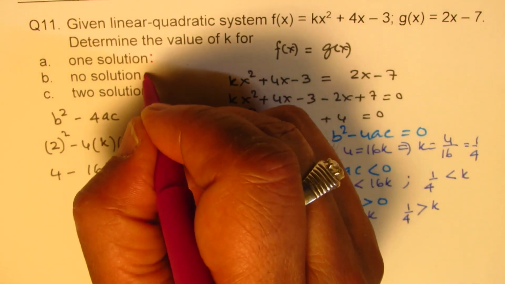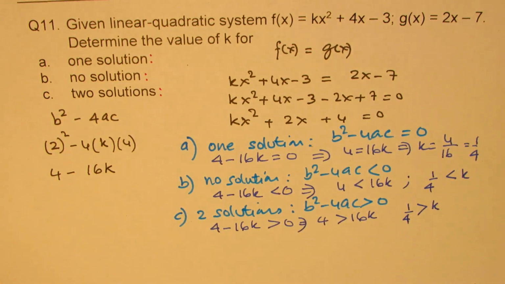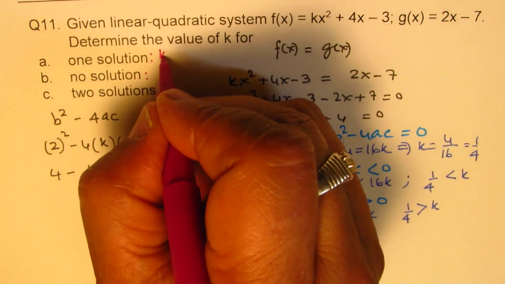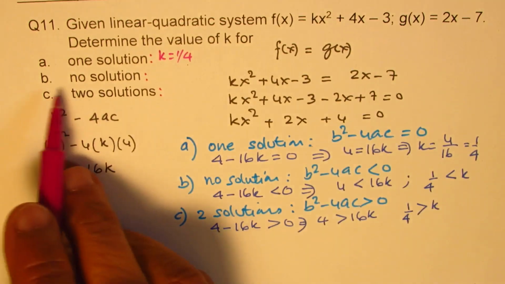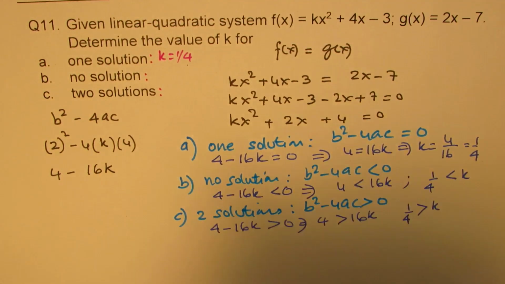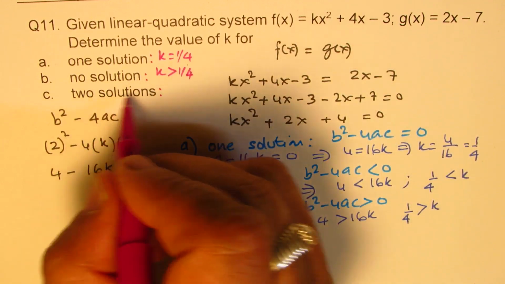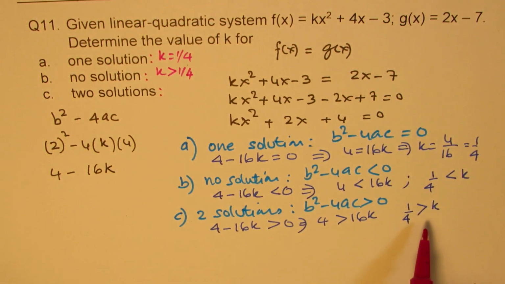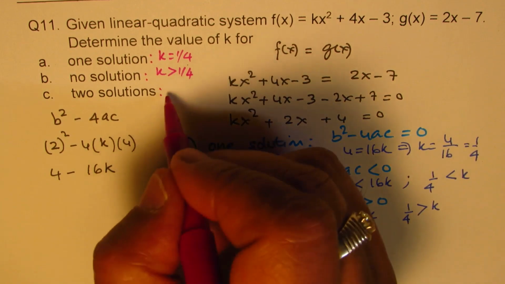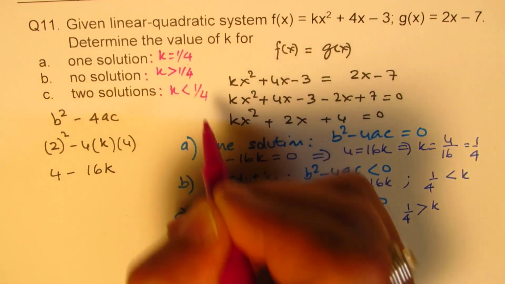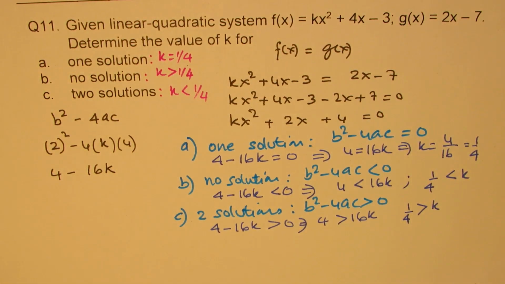Let me just summarize the answers right there. So for one solution, k is equal to 1 over 4. For no solution, we found that k is greater than 1 over 4. And for two solutions, we have that k is less than 1 over 4. Is that clear to you, right? So that is how we are going to get the solutions.